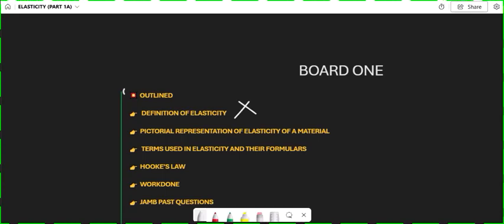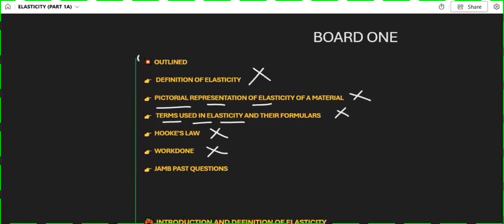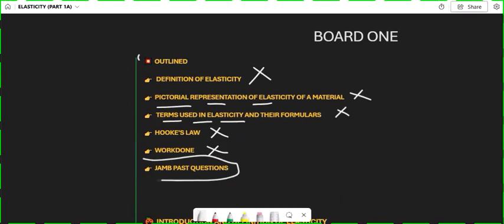We're going to learn about the picture representation of elasticity of a material, the things we use in elasticity and their formulas. We're going to learn about Hooke's law. Likewise, we're going to know what we call work done. After that, we're going to have some exam pass questions in this topic.